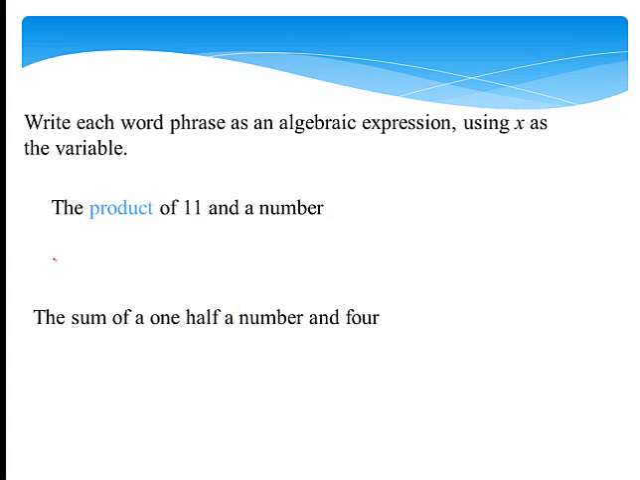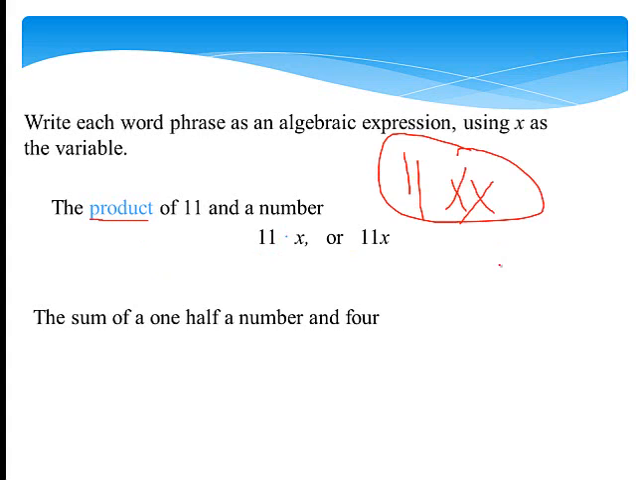Okay, the product of 11 and a number. What does product mean? Multiply. So this would be 11x. Don't use an x for a multiplication sign because then you would have 11xx. And that looks like 11 squared, x squared. The sum of 1/2 a number and 4. Sum, 1/2 a number. How would you write that? 1/2 x plus 4.